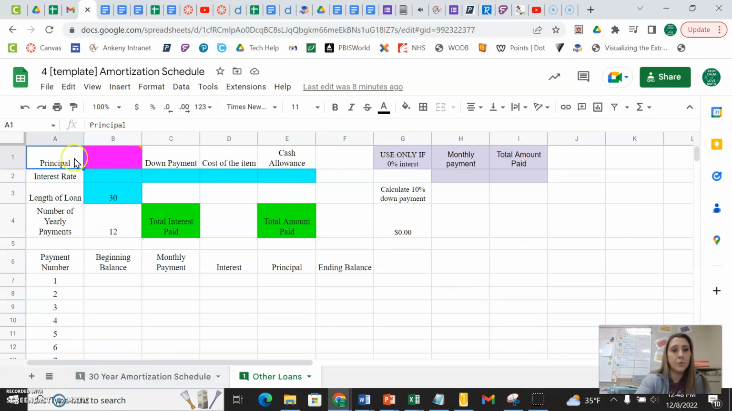Because you probably copied all the way across, you're going to want to change this. D1 should say cost of the item. We're going to be doing an auto loan, but it's not a house. E1 needs to say cash allowance. Okay, so make sure all of those say that. Go ahead and hit pause and make sure that everything matches in the white. This should still be here. If not, make sure that this is there. All right, so go ahead and hit pause.